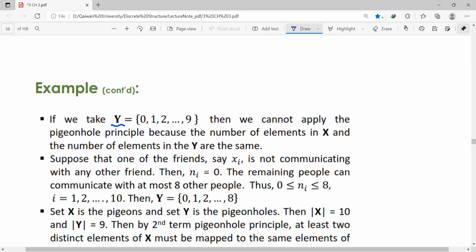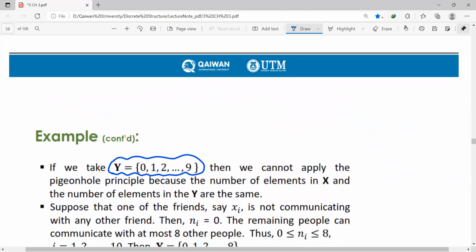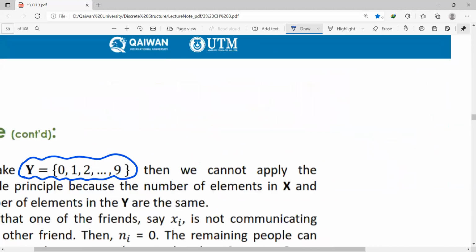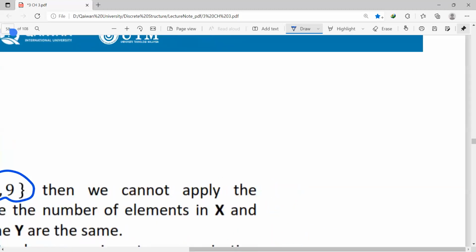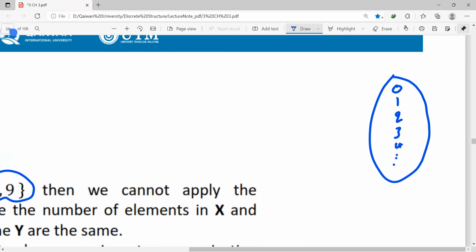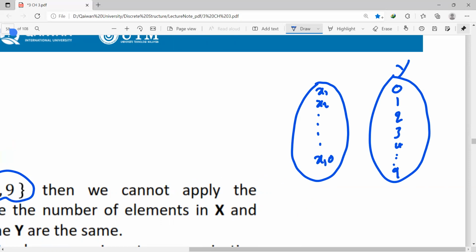We let y be from 0 to 9. I'm going to draw the diagram here. Here you have y from 0 to 9: 0, 1, 2, 3, 4, up to 9. This is y, and x is the students. As we said, we have 10 students. We have x1, x2, up to x10. This is the set of students.